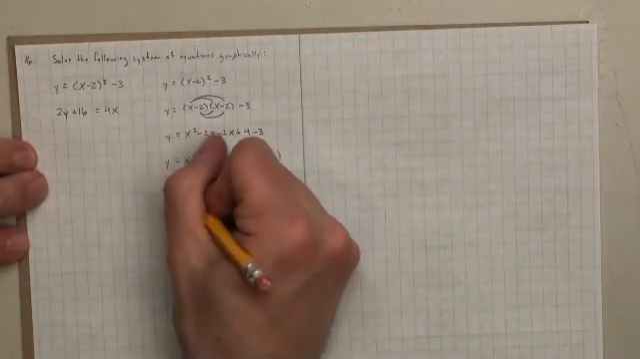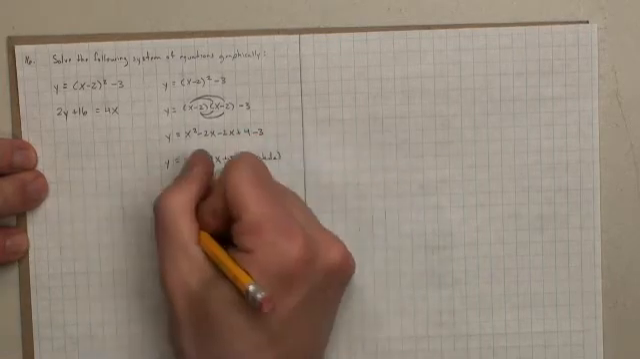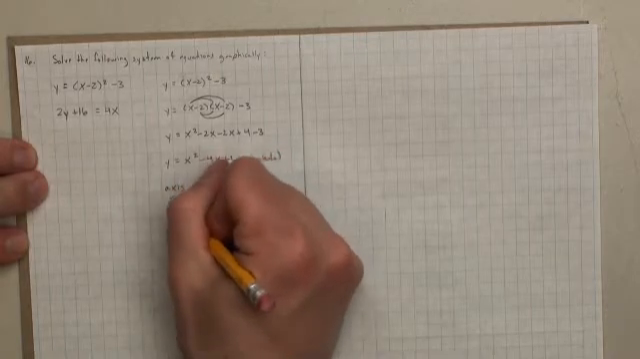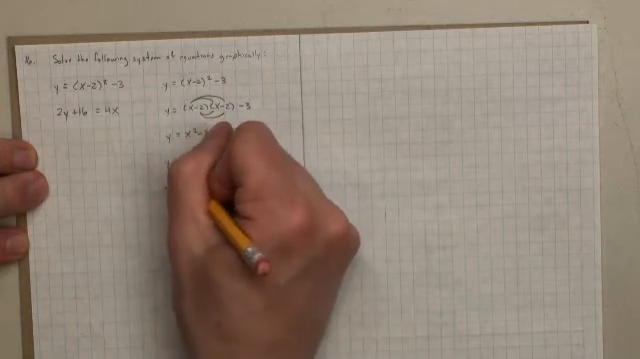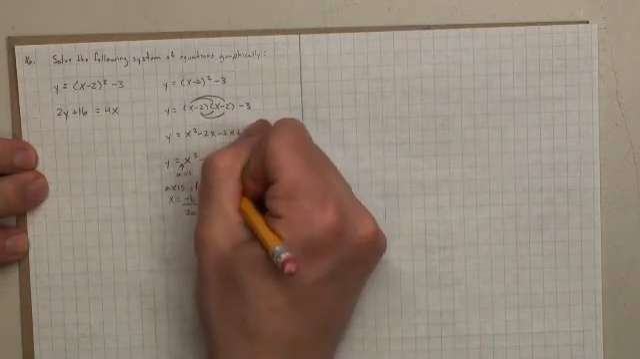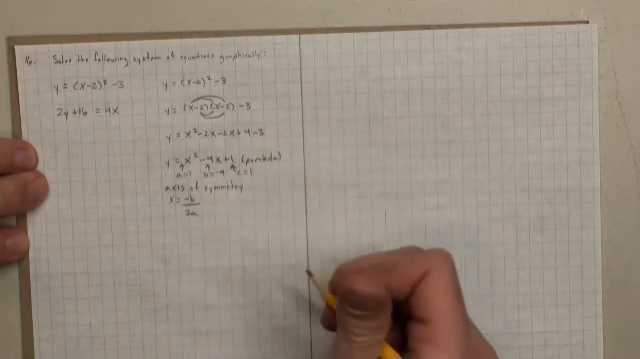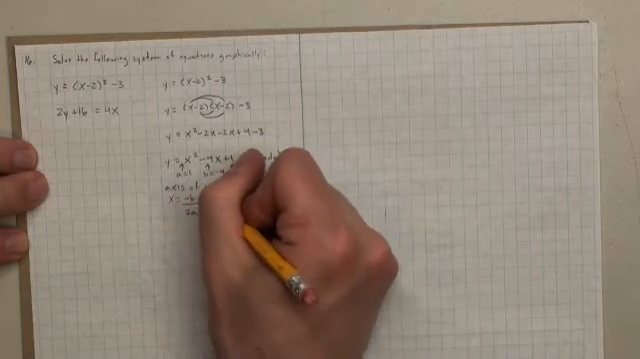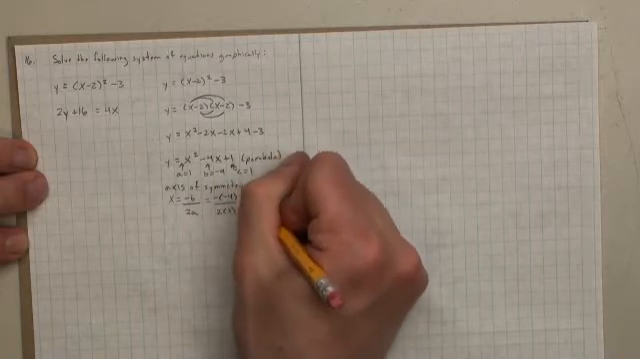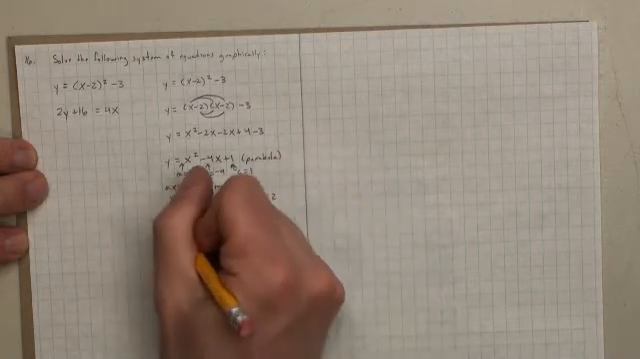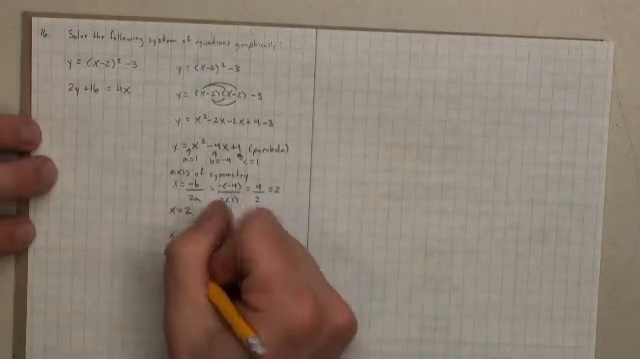Let's do our axis of symmetry. X equals negative b over 2a. Oh, we didn't point out our a, b, and c. A is 1, b is negative 4, c is 1. So we have negative negative 4 over 2 times 1 equals 4 over 2 equals 2. So our axis of symmetry is x equals 2. Let's do our chart.